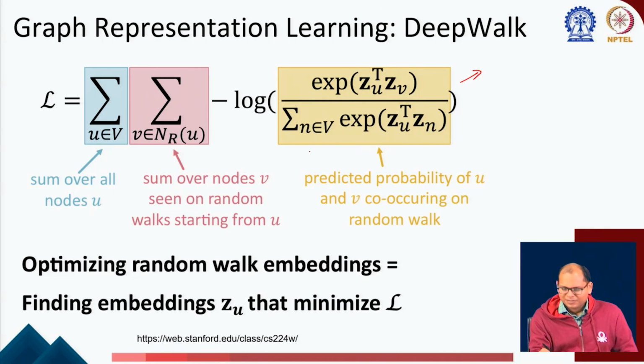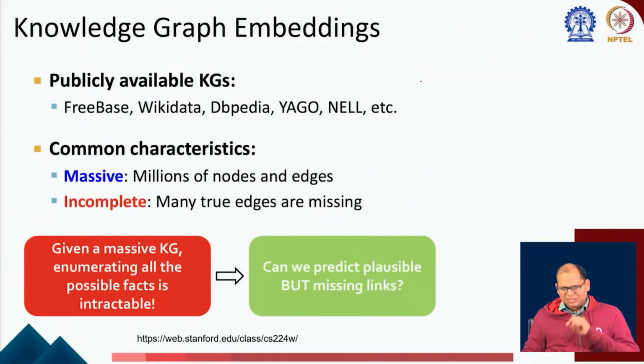So this is summing over all words in the vocabulary. So zu transpose zv, for the actual two words that were seen in the random walk, right? U and V co-occurring on the random walk, and you use this loss function to optimize the embeddings. So this was just a direct extension of word vectors for learning embeddings on networks.